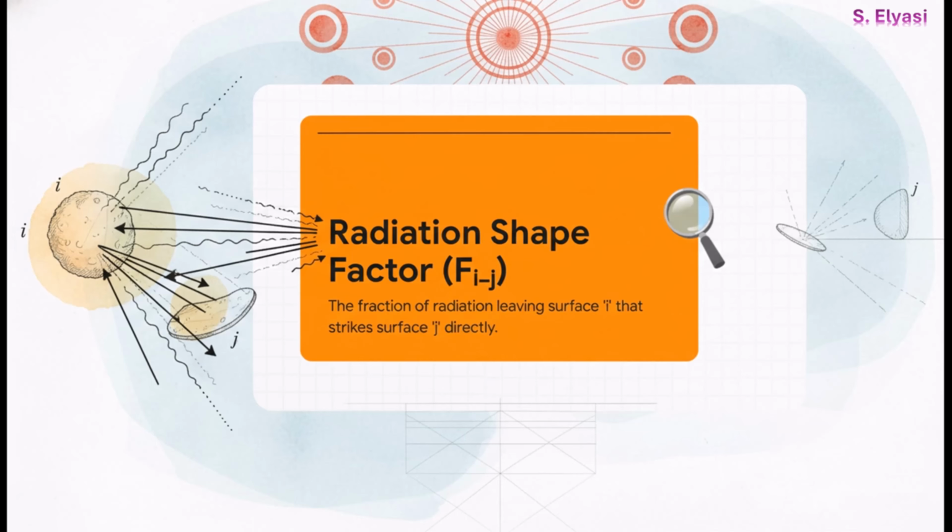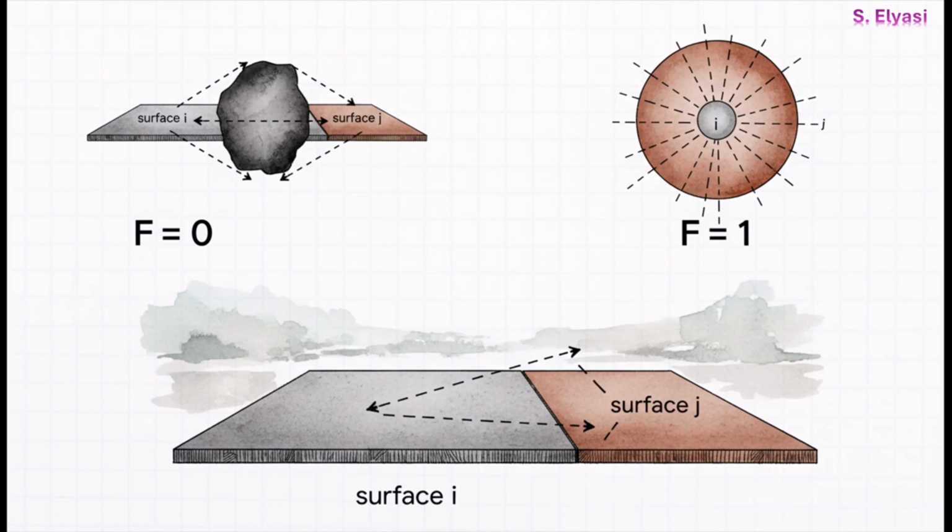The definition is so simple but so powerful. It's just the fraction of all the radiation that leaves one surface, let's say surface I, that hits another surface, J, directly. The shape factor is always just a number between 0 and 1, so if surface J can't see surface I at all, the shape factor is 0. If J completely surrounds I, it's 1, and the key thing is it's a purely geometric property. It has nothing to do with temperature or material. A great way to think about it is to just ask, from the point of view of surface 1, how much of my view is blocked by surface 2?